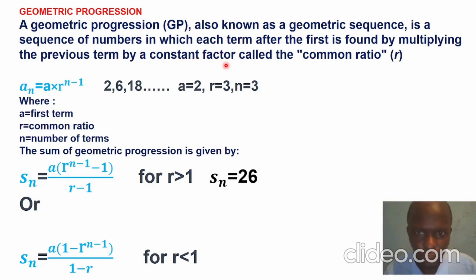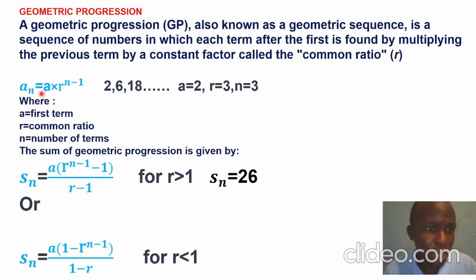called the common ratio. The word constant factor carries some weight, because when you talk about a factor, then there should be a multiple. In mathematical language, we can say that is a multiple. And what is the name of that multiple? That multiple, which is also a constant, is known as the common ratio, denoted by r.